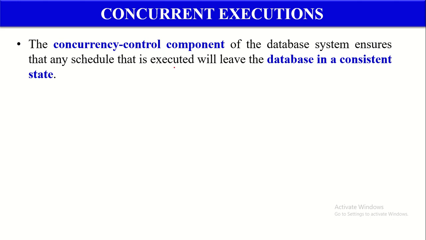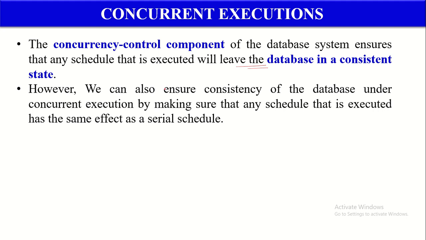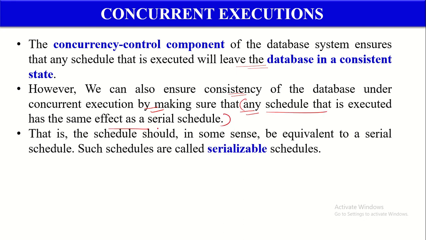So as we already discussed, concurrent execution of transactions may leave the database in an inconsistent state, right? So the concurrency control component of the database system has to ensure that any schedule that is executed will leave the database in a consistent state. However, we can also ensure consistency of the database under concurrent execution by making sure that any schedule that is executed has the same effect as a serial schedule. That is, the schedule should, in some sense, be equivalent to a serial schedule.